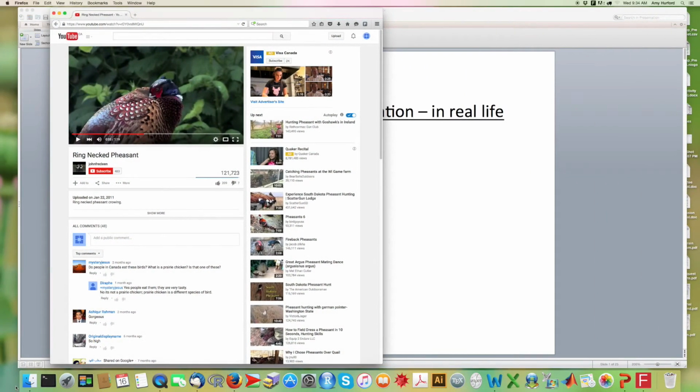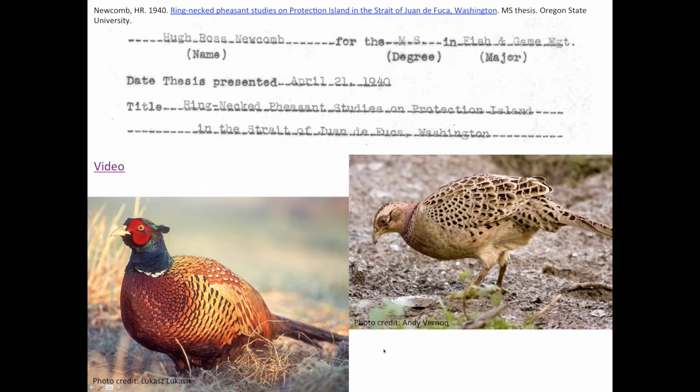Okay, so that was just to put a face to the name, so we know the organism that we're thinking about here. Ring-necked pheasants on Protection Island, and that's an island that's off the coast of Washington State in the United States.